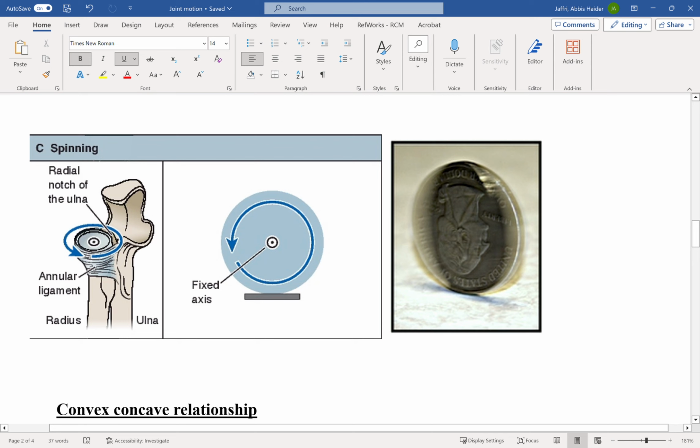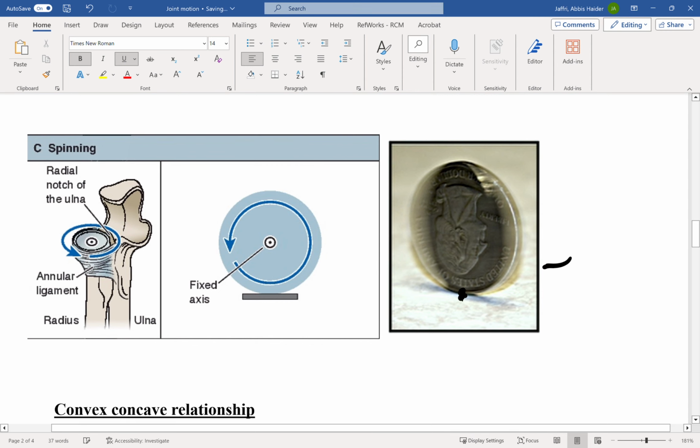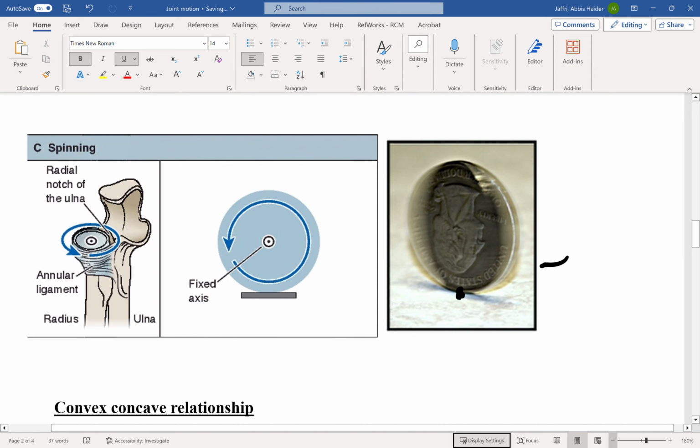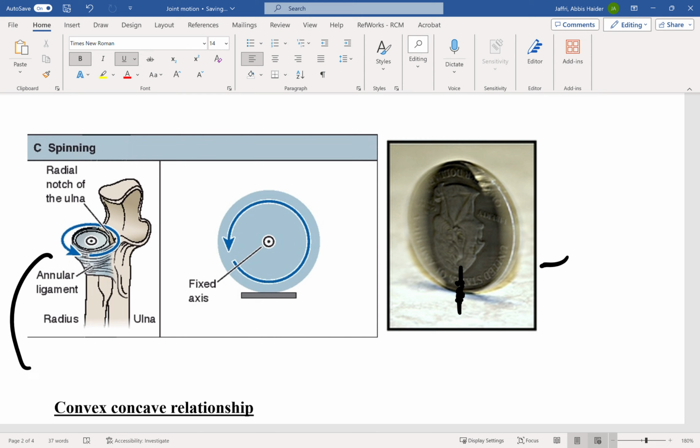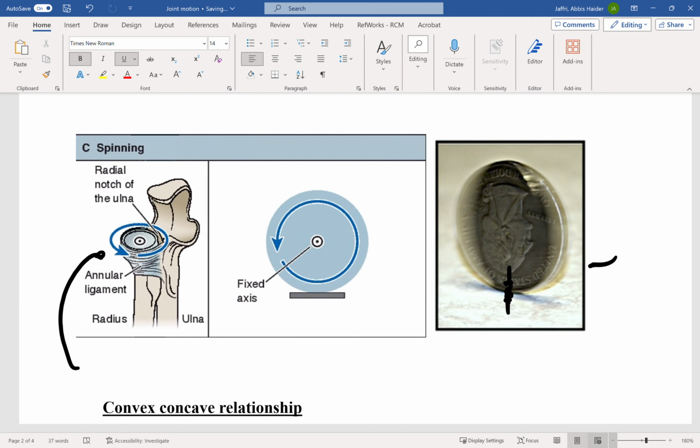Okay, the third one is the spinning motion. The spinning motion is basically a type of motion where a single point on one articular surface rotates on a single point on another articular surface. The example of this is this coin spinning. These two surfaces would stay the same. They would just keep on spinning on each other. Okay, this surface and this surface, both of them are going to be the same here. So the example of that is your proximal radial ulnar joint, where your radial head is rotating inside the annular ligament here that you can see, and this is basically your spinning motion.